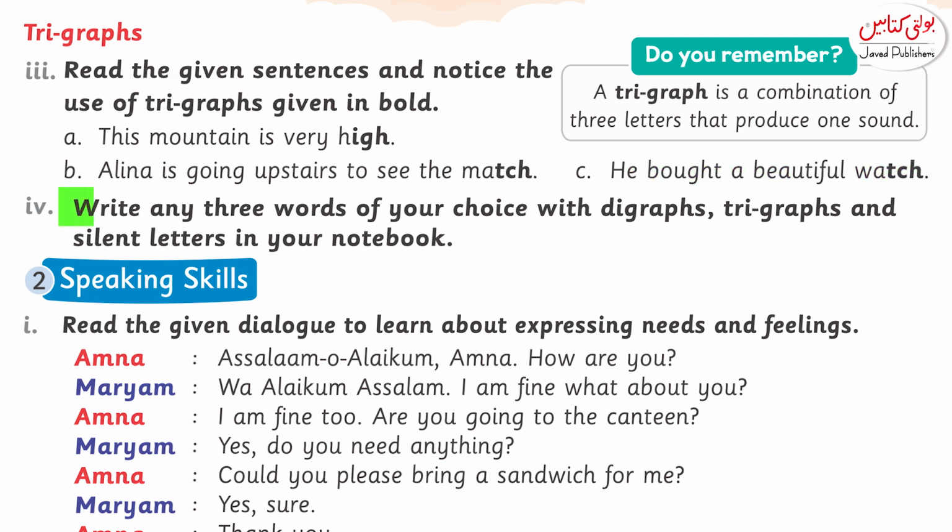Watch. Next question is, write any three words of your choice with digraph, trigraph and silent letters in your notebook. सबसे पहले silent letters की अगर हम बात करें, तो आप कोई भी अपनी मर्जी के तीन लफ्ज लिख सकते हैं जिसमें कोई word silent हो, जैसे कि मैंने लिखा है tomb, plumber, gourmet. T-O-M-B, tomb, B is silent. P-L-U-M-B-E-R, plumber, B is silent. G-O-U-R-M-E-T, gourmet, and T is silent. Next digraph, shape, think, bunch, trigraph, sigh, batch, dear.